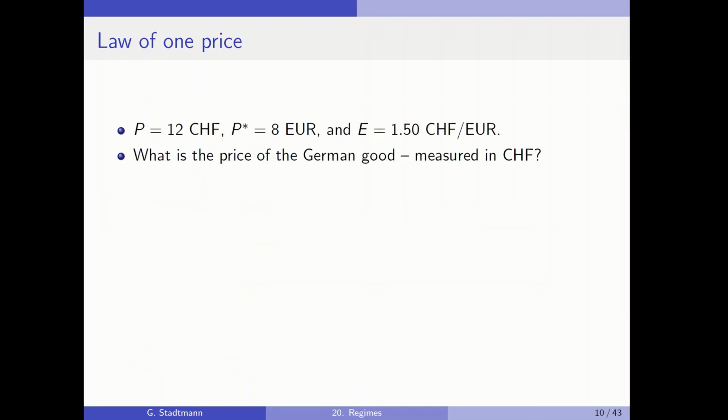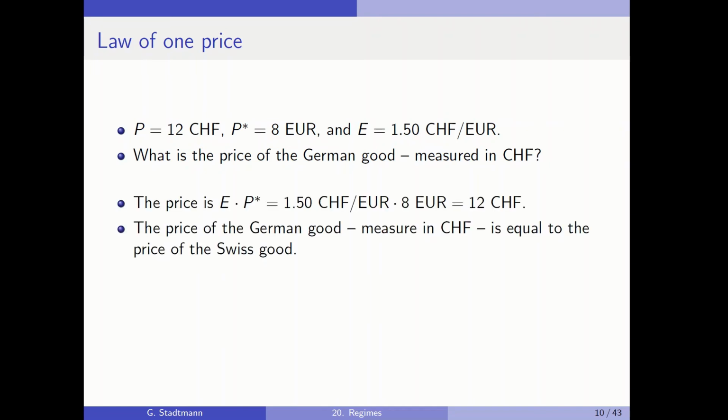So once more, the domestic price is equal to 12 Swiss francs. The price in Germany is equal to 8 euros and the exchange rate is at 150 Swiss francs per euro. What is the price of the German good measured in Swiss francs? The price is equal to the exchange rate times the foreign price level, so 150 Swiss francs per euro, times the price in Germany, 8 euros. So the price of the German good measured in Swiss francs is equal to 12 Swiss francs.